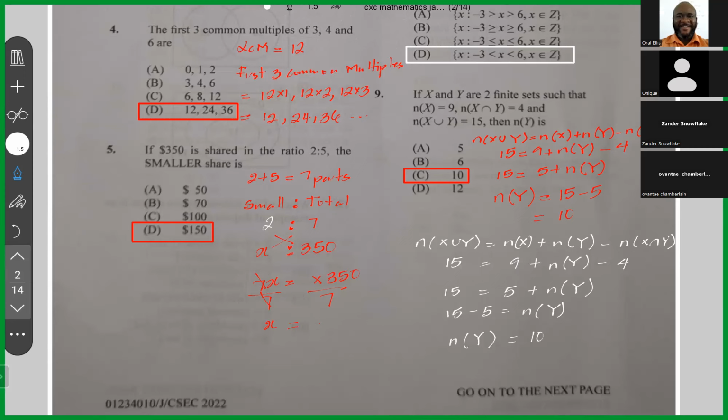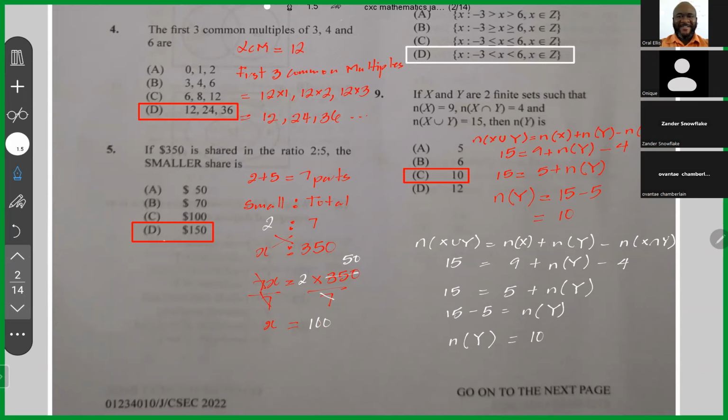And then what I do next is I cross multiply. 7 times x, 7x, is equal to 2 times what? 350. Divide 350 by 7, you get what? 50. 50 times 2, the answer is what? 100. The smaller share is 100.